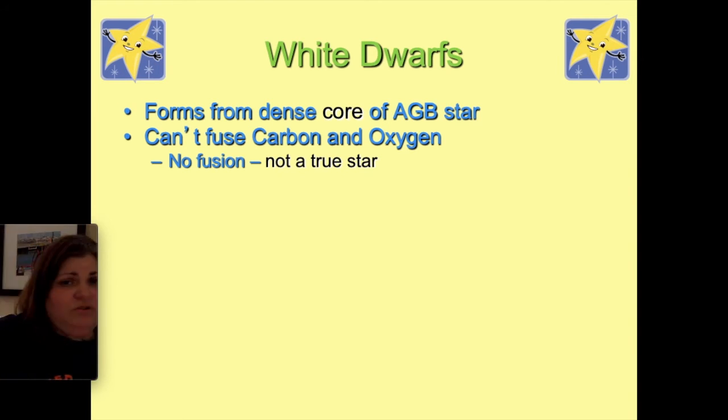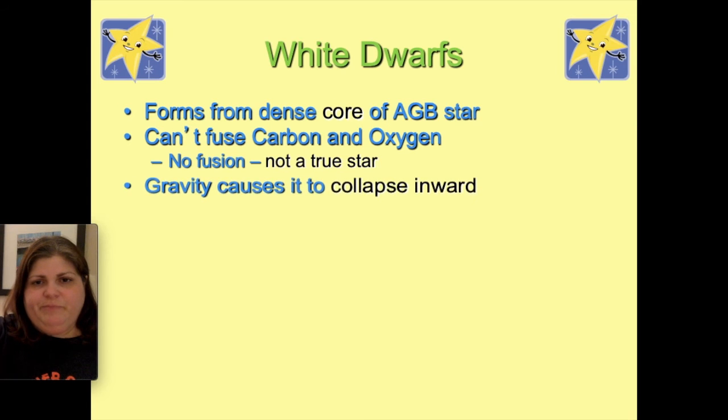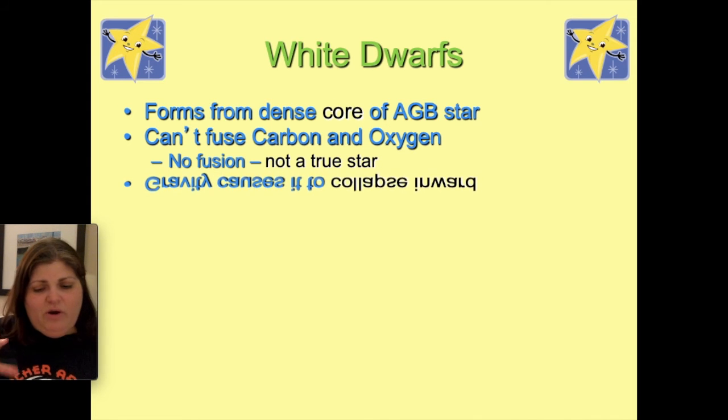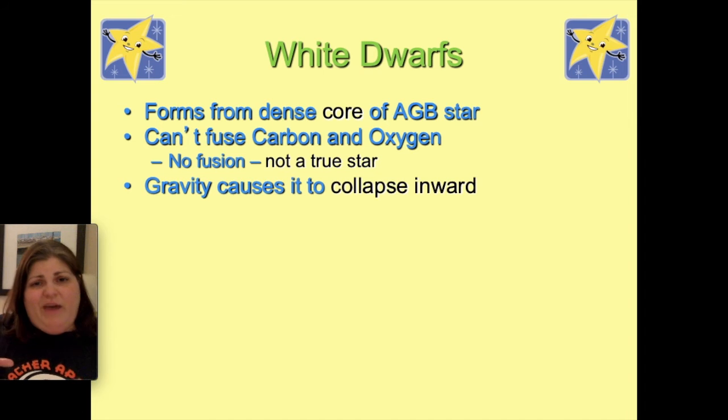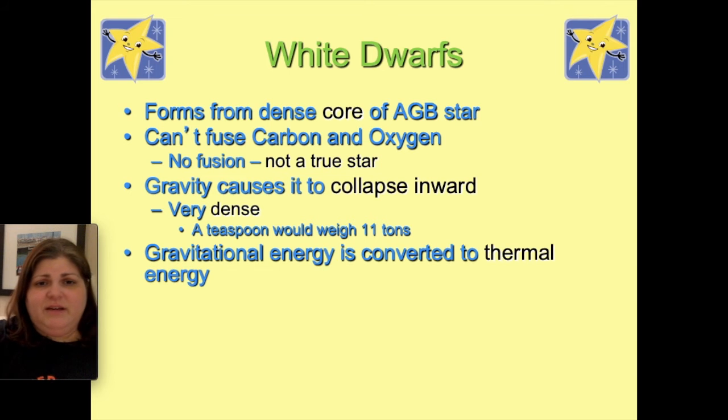So that carbon and oxygen is just ultimately a super dense collection of inert or non-fusing material. White dwarfs, because there's not any fusion happening, technically we wouldn't really call them stars. They're more like the end stages of stars. Because there's no more outward fusion, the gravity is winning this tug of war that's been happening inside the star, and so gravity is now a much, much greater force than the outward pressure, and the gravity causes the carbon and oxygen ball to collapse in on itself. This makes it very, very dense. A teaspoon of it would weigh about 11 tons.